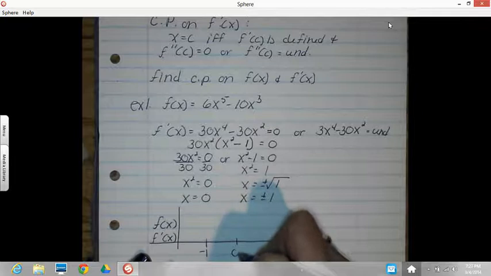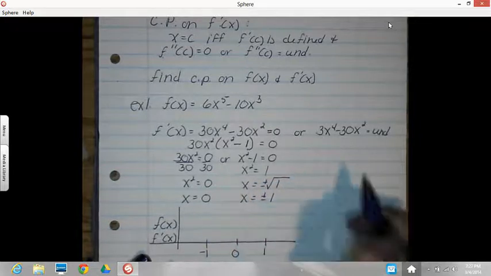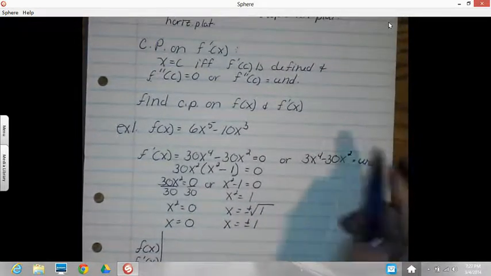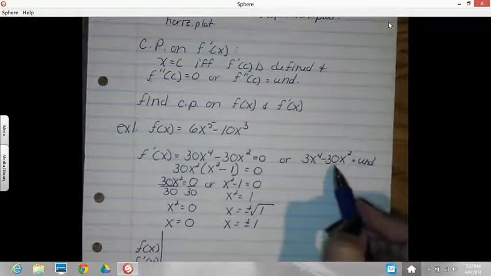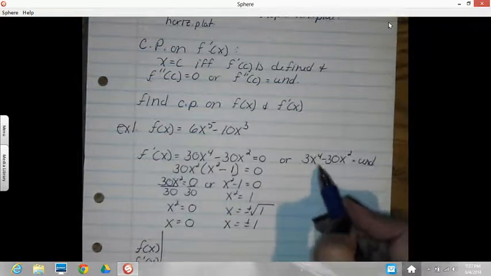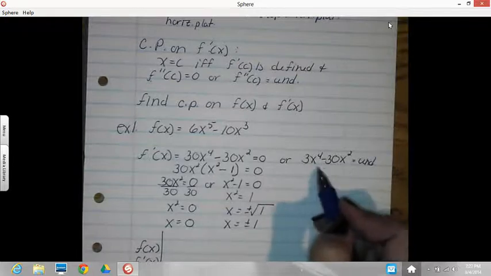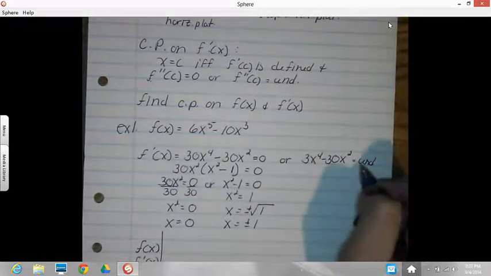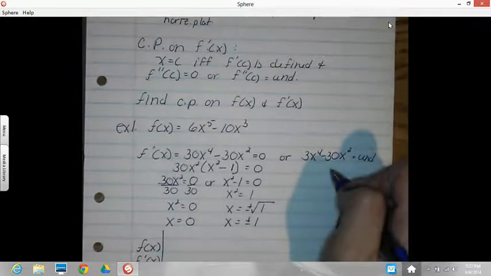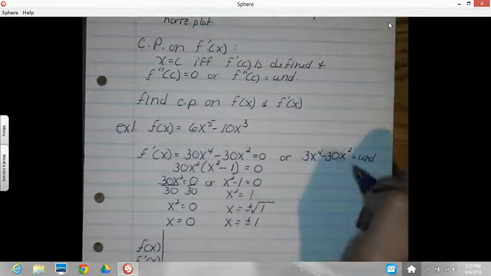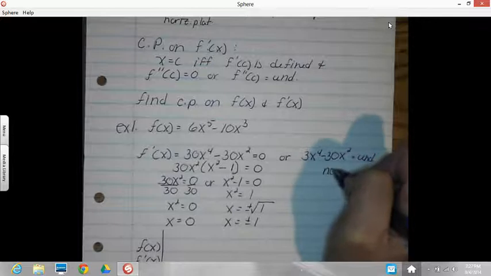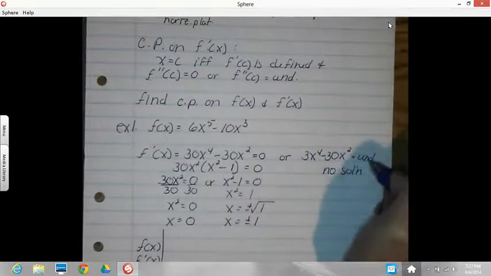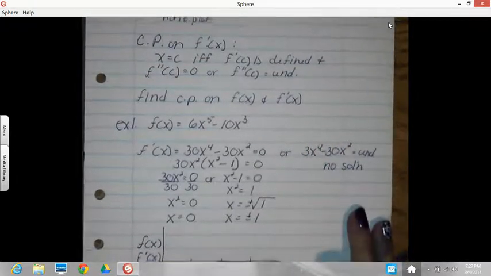0, and 1. Oh, I should check my undefineds too. If I look at this undefined, we get undefined when we divide by 0. Well, there's no denominator here, so there's nothing that's going to make this undefined. We'll have one in the next example, but again, to be undefined, we want a number divided by 0. Well, I don't have a denominator here to worry about, so there's no solutions that make it undefined. So I don't have anything to worry about there.